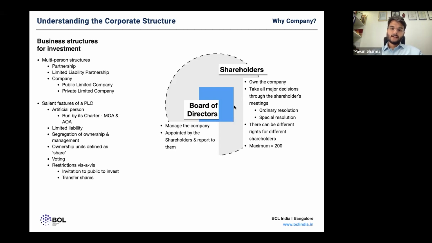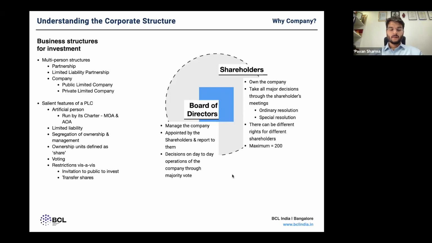The board of directors are appointed by the shareholders, so they owe their allegiance to the shareholders. The shareholders have the right to not just appoint, but also remove board of directors if they are not happy with the way the company is being run. And board of directors have a simple majority vote. There is no ordinary or special resolution. And the decision making in a board meeting happens by way of show of hands.